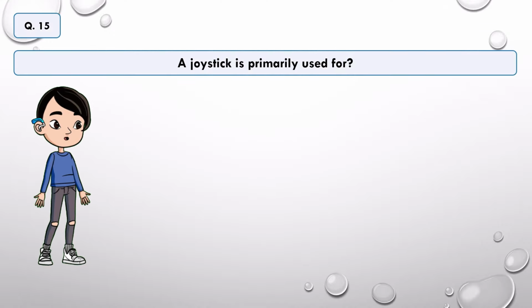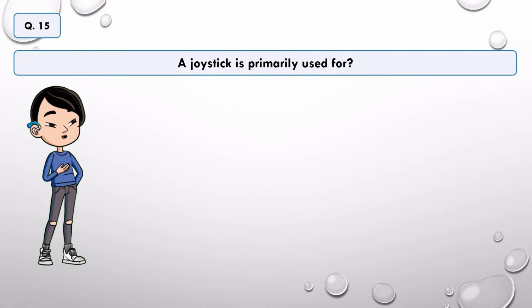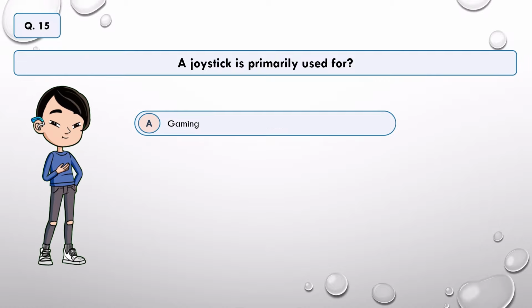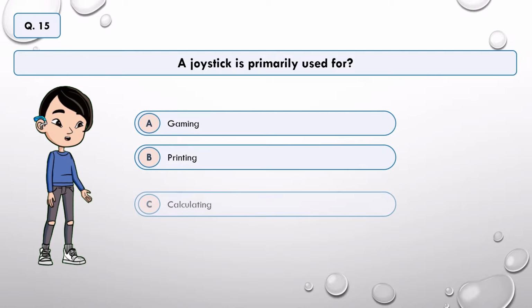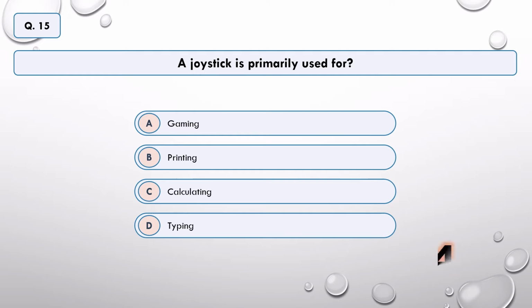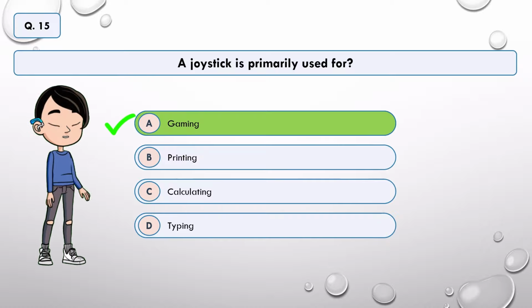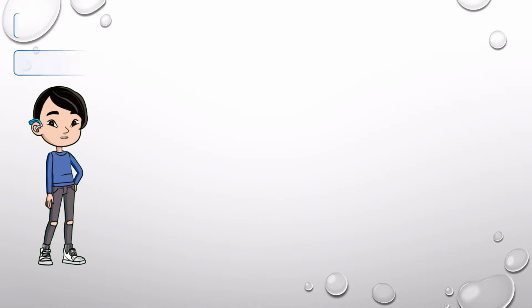Question 15. A joystick is primarily used for? Options are A. Gaming, B. Printing, C. Calculating, D. Typing. Answer is gaming.